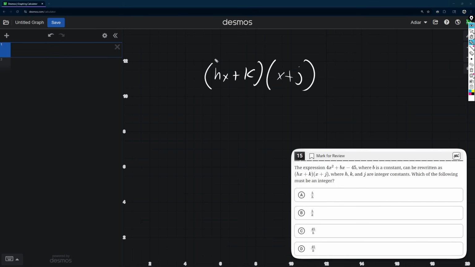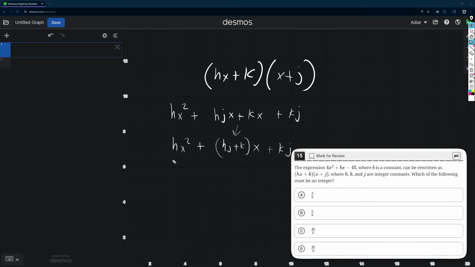When we distribute it out, we FOIL. So first is hx squared. Our outsides are going to be hjx. Our insides are going to be kx. And our last is going to be kj. So we know that h, k, and j, so every constant in here, is an integer. We can also combine this b section into hj plus k times x, just by factoring it out. So our full quadratic would be hx squared plus (hj plus k) times x plus kj.